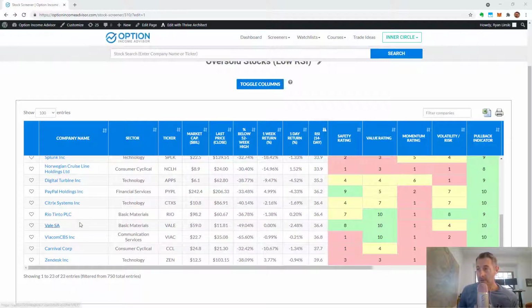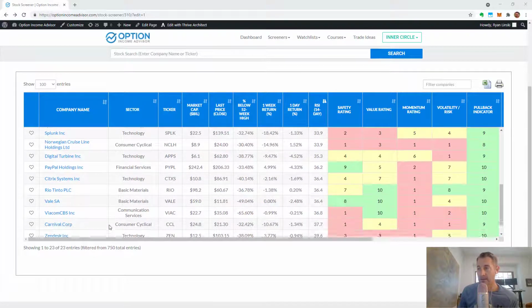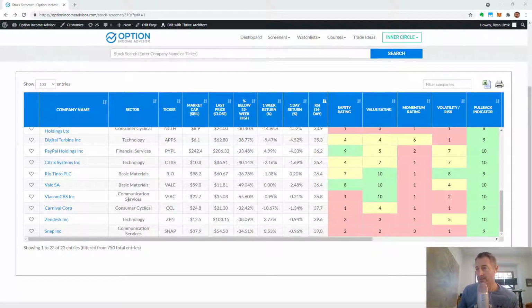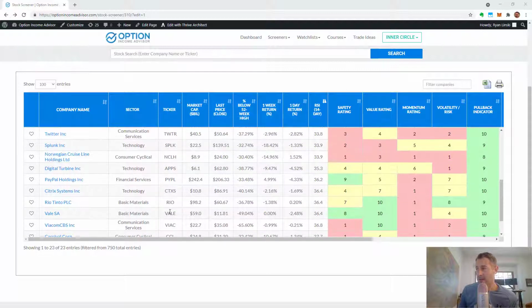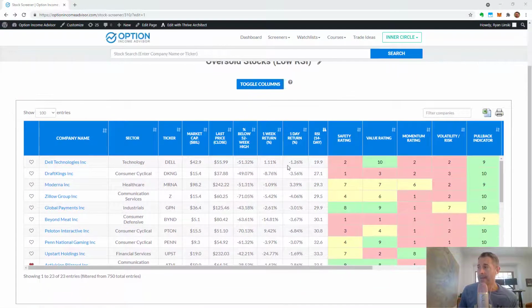Rio Tinto, Vale, some of these material stocks. Even Carnival has continued to kind of decline, I think with just continued COVID fears out there. But look, all these stocks I think are worthy of taking a look at. And you can see I actually sorted this by RSI.